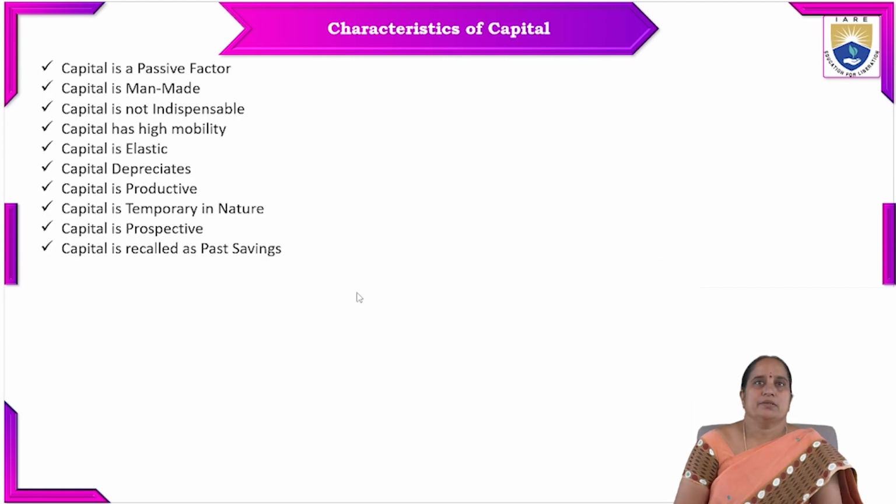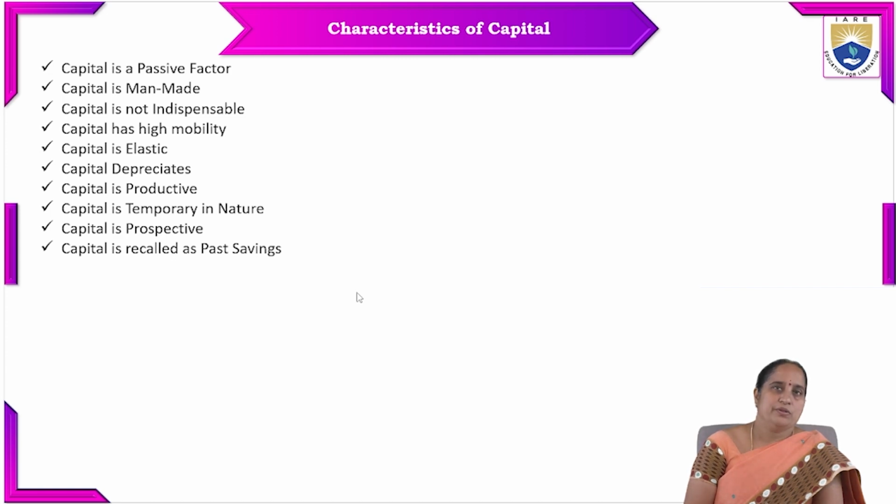Then coming to the characteristics of capital: capital is a passive factor. Capital is never directly involved in the production process, but it is an ingredient which is used passively in the production process. And capital is man-made. This capital is produced by man himself, as they print the currency. In that way, capital is man-made and it is not indispensable.